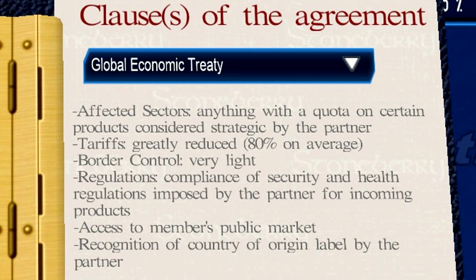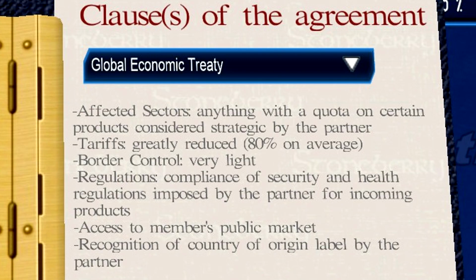Clauses of the agreement include the following. It affects any sector with a quota on certain products considered strategic by the partner. This includes energy sectors, infrastructure sectors, farming, and natural resources. Border control measures on products from either country are very light, so there are fewer customs factors and profits toward this country. Customs duties are reduced by 80% in this global economic treaty.